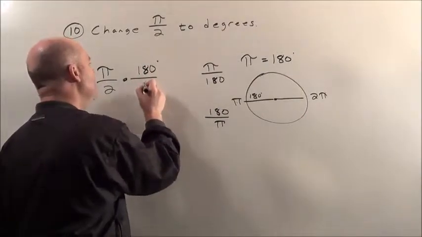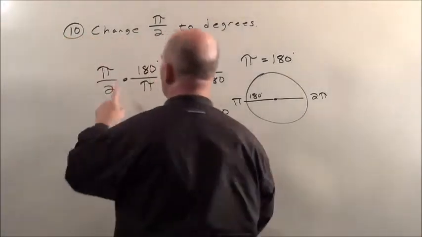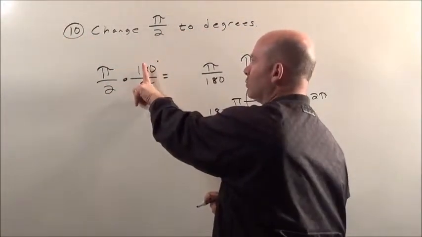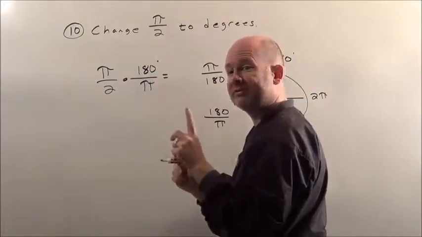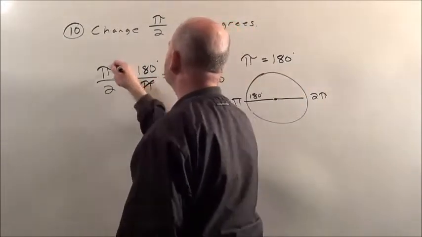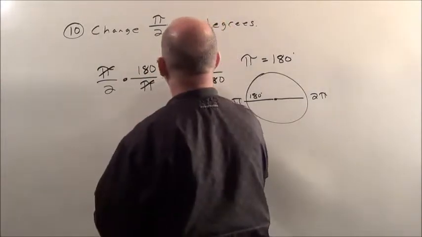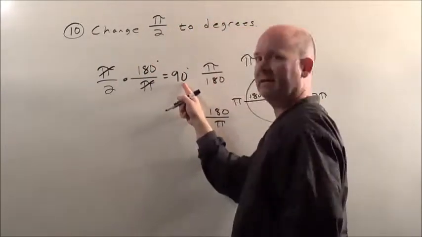180 degrees is the same as pi. So all we're doing is multiplying by a fraction that's worth 1 because the top and bottom are worth the same. The pi's cancel. 180 over 2 is just worth 90. That's the same as 90 degrees.